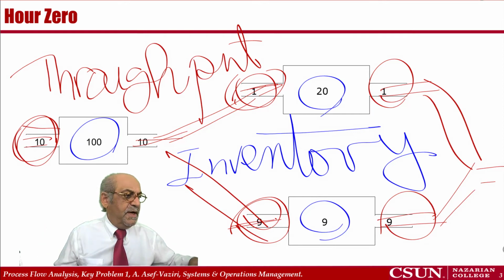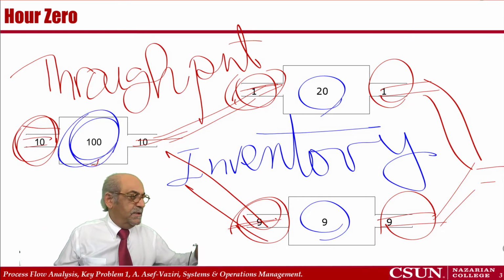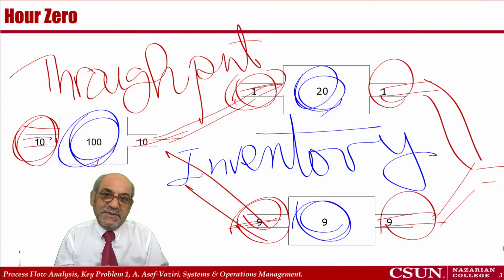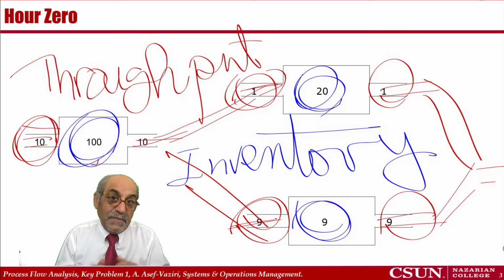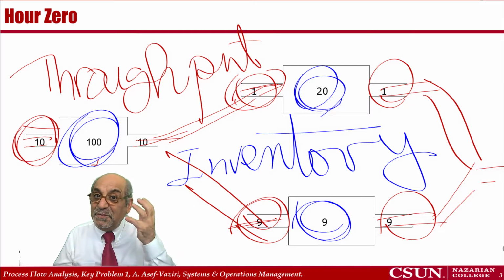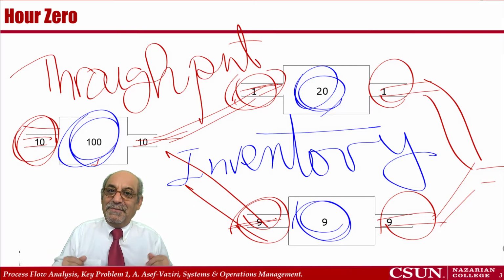Inventory is a number. 100 gallons, 20 gallons, 9 gallons. There is no time associated. Indeed, throughput translates inventory from numbers to time. That is what Little's law does, to change the dimension of inventory from units to time, and we will see.